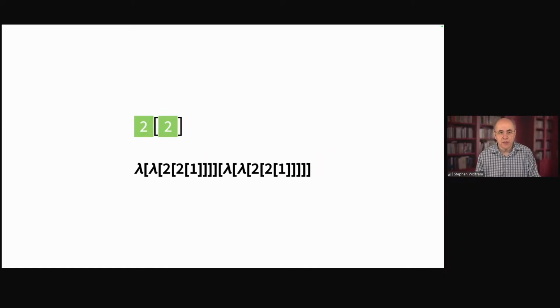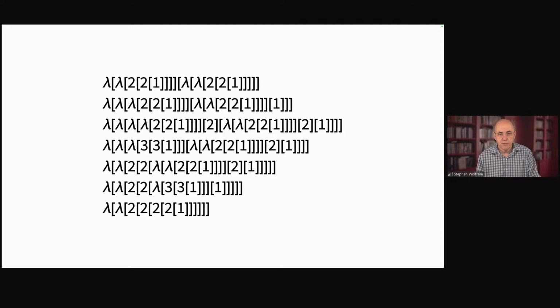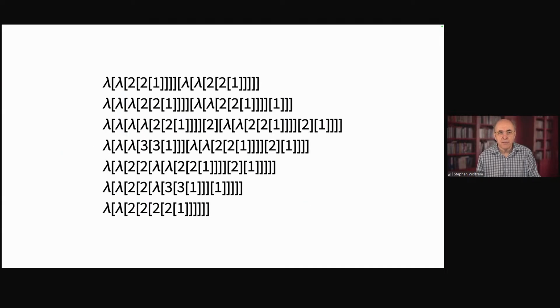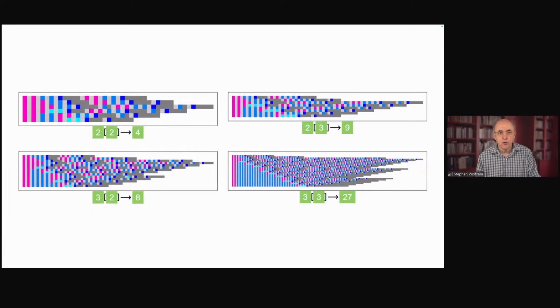So, for example, what does this mean? 2 applied to 2, or in explicit lambda form, lambda of 2 of 2 of 1, the Church numeral 2, applied to lambda of 2 of 2 of 1, the Church numeral 2. What does this evaluate to? Well, repeatedly doing beta reduction, it goes through this sequence of steps. Or in other words, what we're seeing is that 2 of 2 turns into 4. And boy, okay.